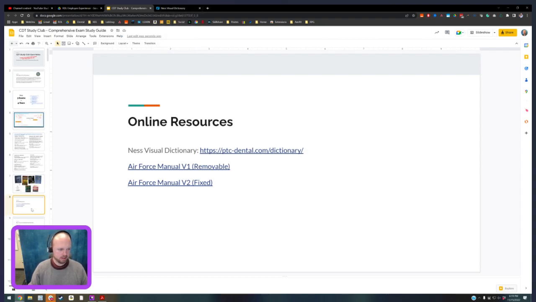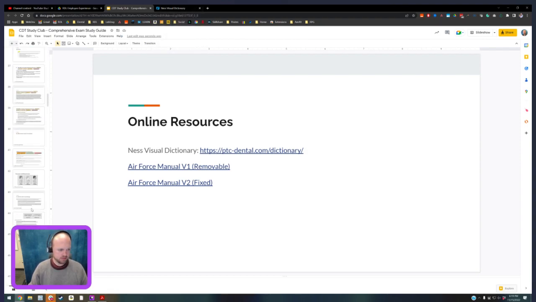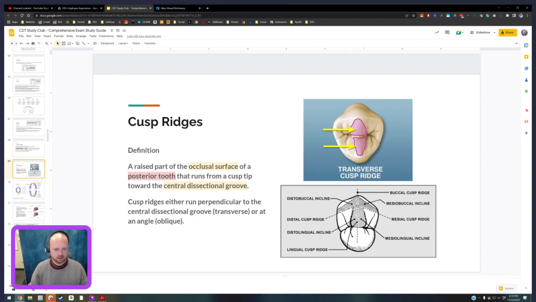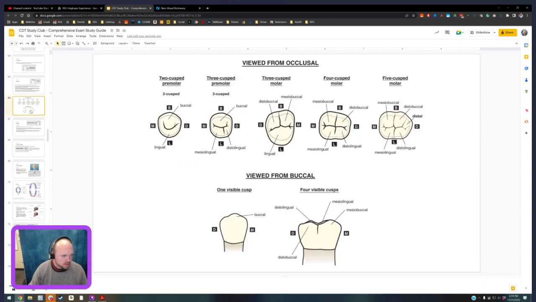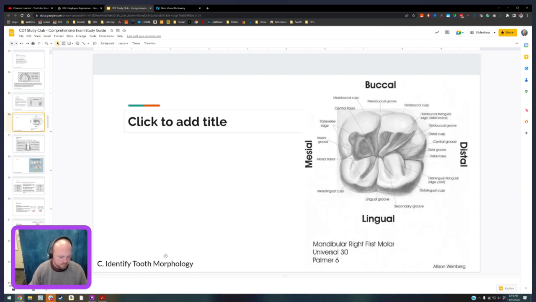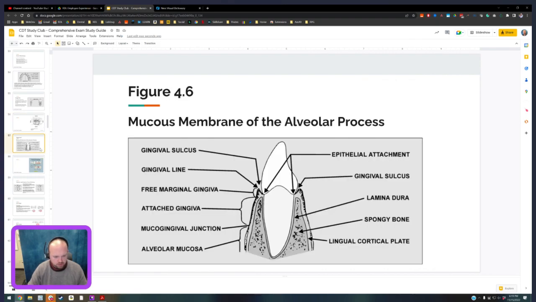All right, moving on. Going back down to where we were. So we were at cusp ridges, and I'm trying to keep up with where we're going on each one of these areas. So cusp ridges would be still on tooth anatomy. We need to copy and paste this in a few times because we've left it out. All right, identify tooth morphology. So control C, we're gonna go boom, control V.